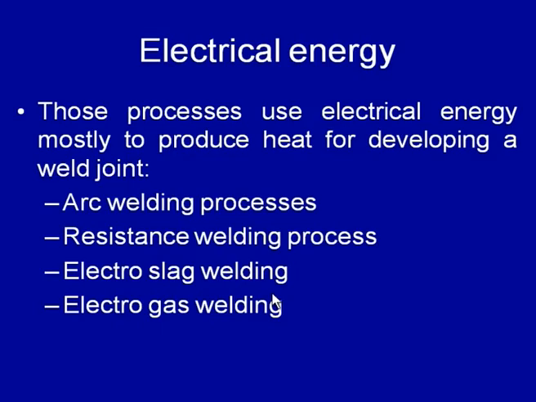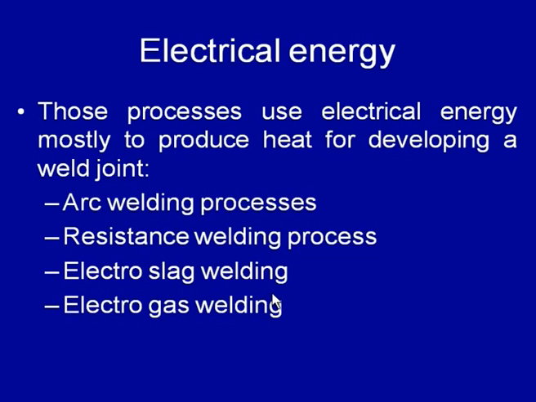So, in these processes, electrical energy in the arc welding process is mainly used to establish the arc between either a non-consumable electrode, like in the tungsten inert gas welding process, or between a consumable electrode and the workpiece. So, the heat generated by the arc is used for melting the fin surfaces and getting the metallic continuity.